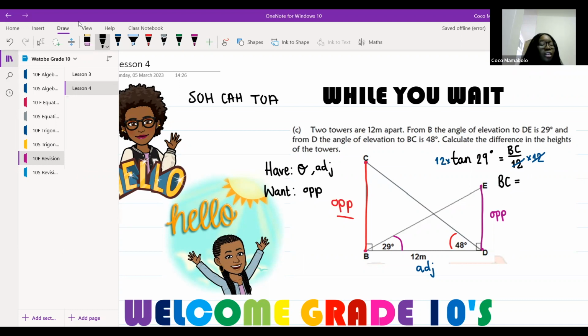All right, so you're just going to take your calculator, type in 12 times tan of 29, close brackets. Don't forget to close brackets, because your calculator will not allow you to. It will give you an error if you don't close the bracket. Okay. Then we're going to round off to 2 decimal places.